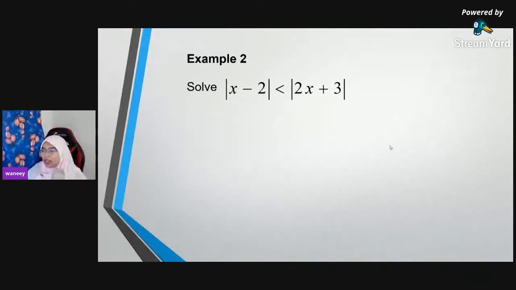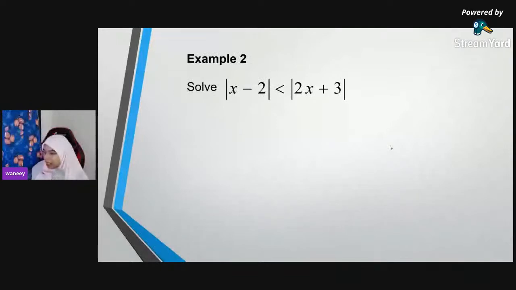Okay, next. So we have to solve the modulus of x minus 2 less than the modulus of 2x plus 3. So this time it's your turn, of course. I'll give you around 3 minutes. Is that enough time for you to try them? So should I give 3 minutes or 4 minutes? 4 minutes, a bit longer. 4 minutes to answer. Later on we'll see the answer.